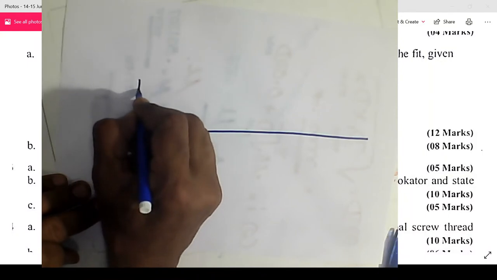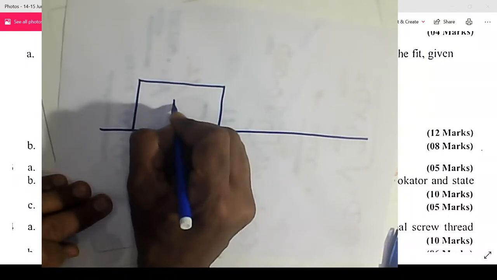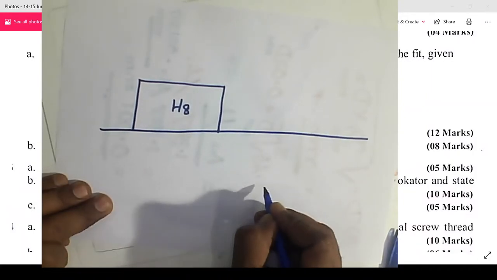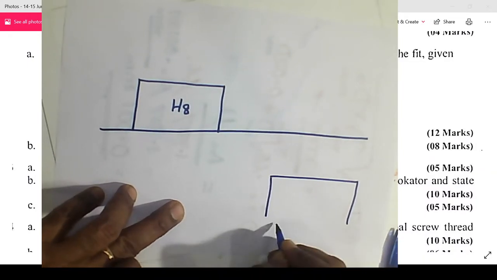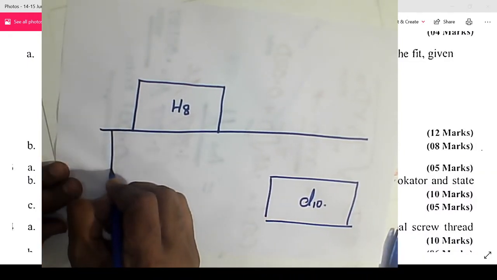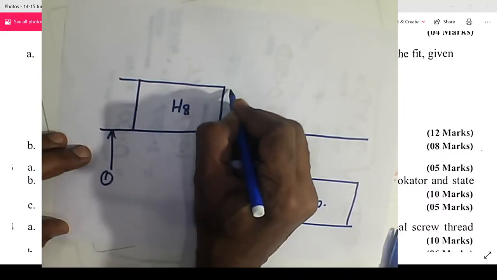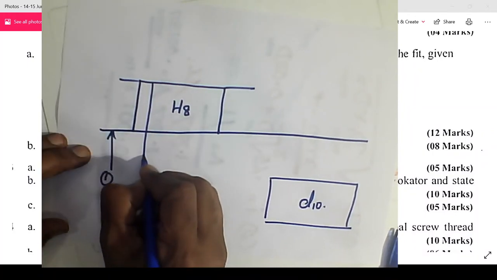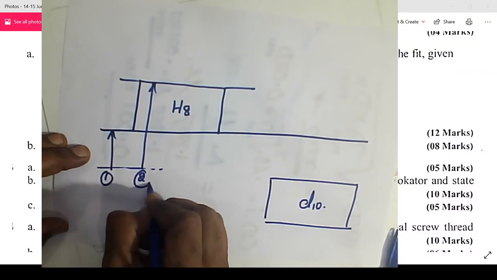Please follow this. H hole, H8. Draw the sketch in the examination. Start with the sketch. Next, D10. Now we need two values. One value of hole. Next, second value of hole.